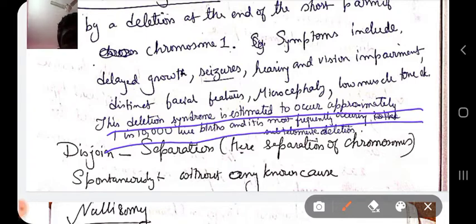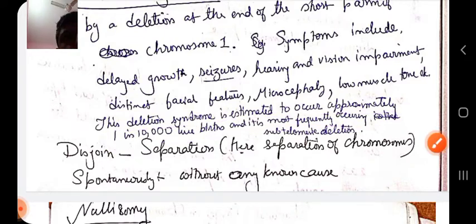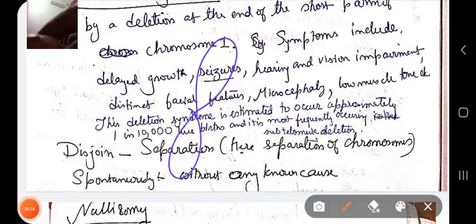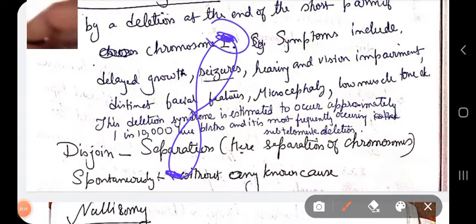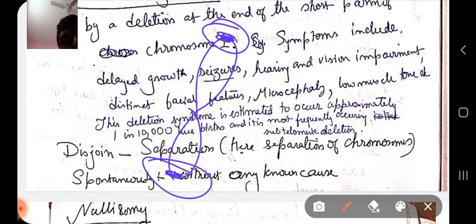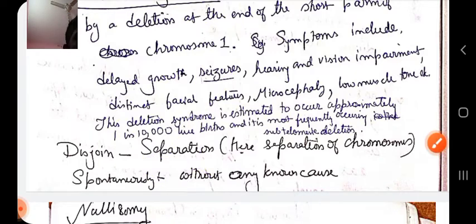and most frequently occurs in telomeric deletion. Telomeric deletion means the ends of the chromosome, called the telomeres, are mostly deleted. The chromosome number 1 telomeric regions are on the end sides. These regions are deleted, and that leads to the formation of this 1p36 deletion syndrome. Okay, so this was about monosomy.